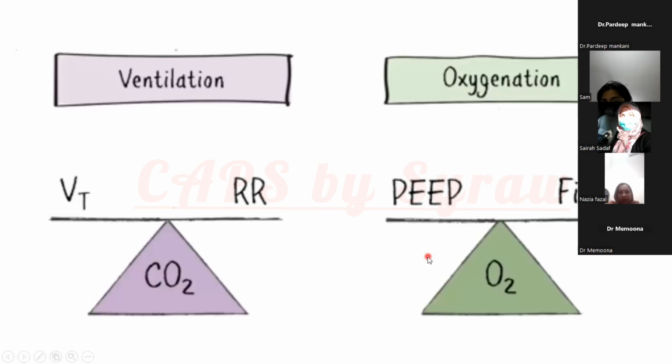To again emphasize this basic concept, this slide has been added: if there is a ventilation problem in the patient, we will alter the tidal volume and respiratory rate accordingly. And if the patient is having an oxygenation problem, we'll either increase the PEEP or FiO2.